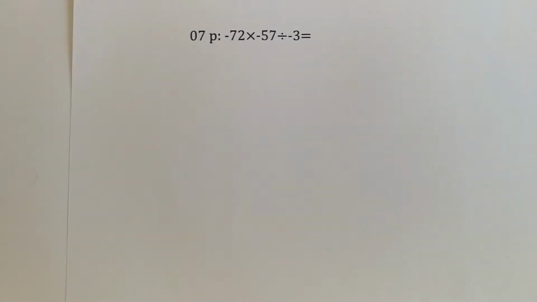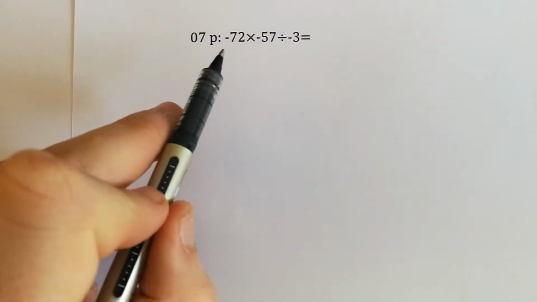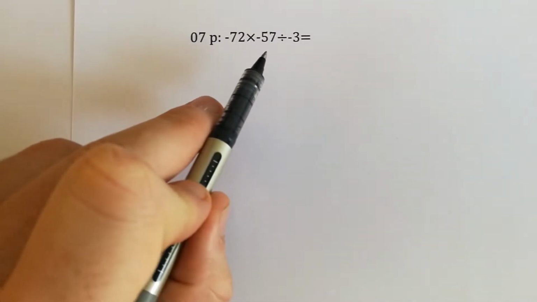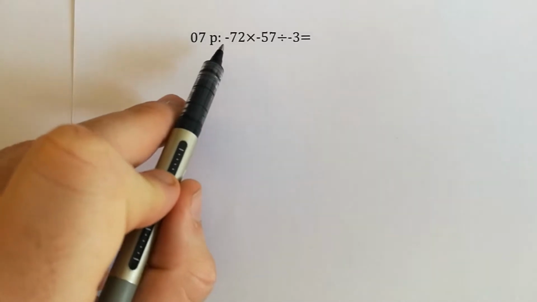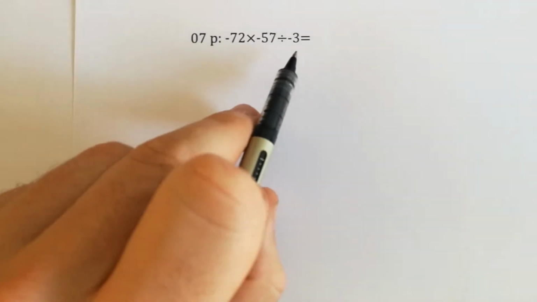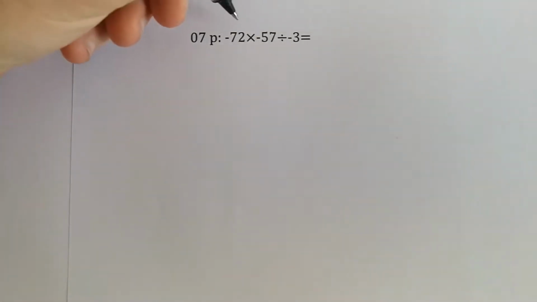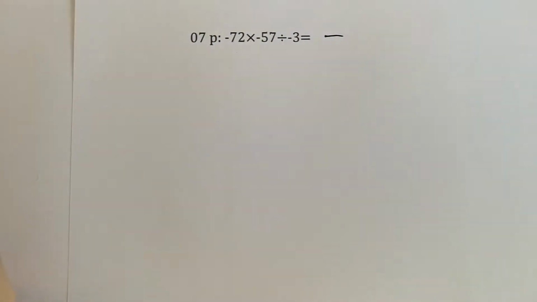Minus 72 times minus 57 divided by minus 3. So, when we look at this initially, the first thing we can do is work out whether our answer is positive or negative. So, there's a negative there, another negative, and negative. So I've got 3 negative numbers. And because we've got 3 negative numbers, which is an odd number of negatives, our final answer is a negative.